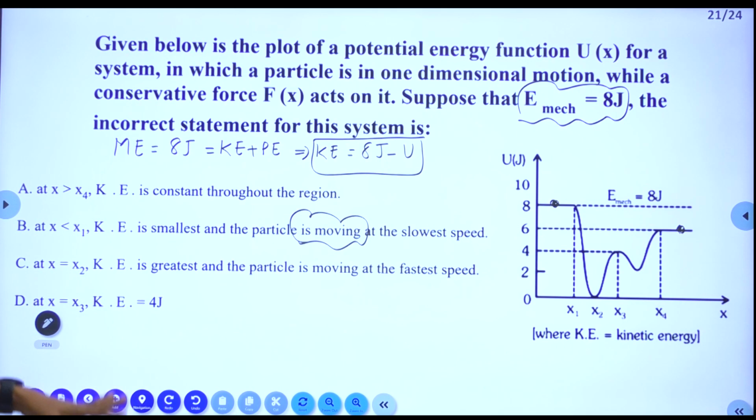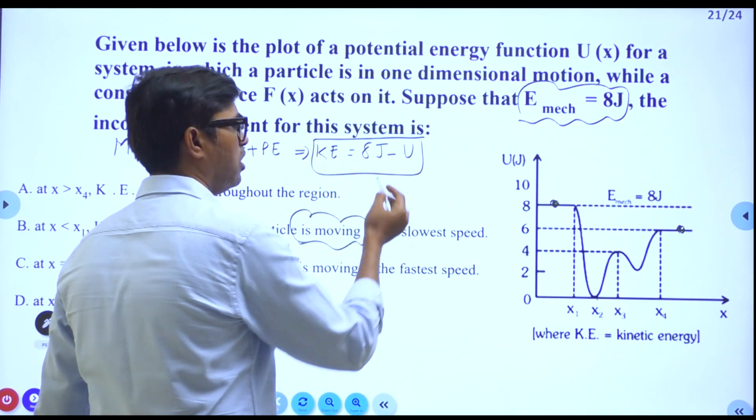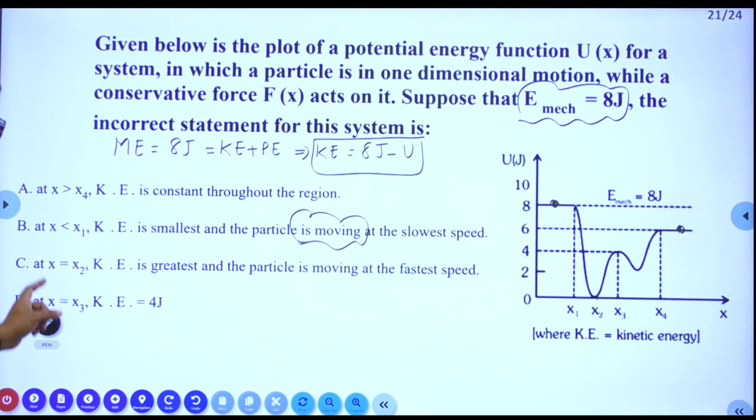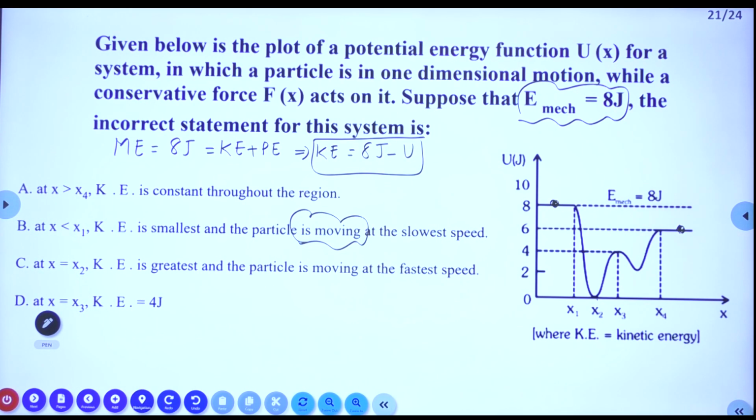At x equal to x2, that's where potential energy is 0. Maximum kinetic energy you will have because potential energy is least there. So at x equal to x2, KE is greatest and the particle is moving at the highest speed. Okay, that is correct. At x equal to x3, you have a local maximum.